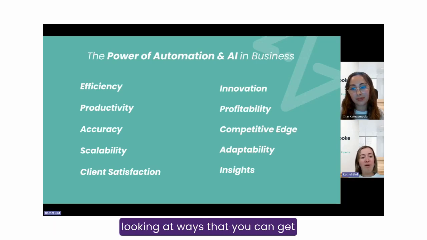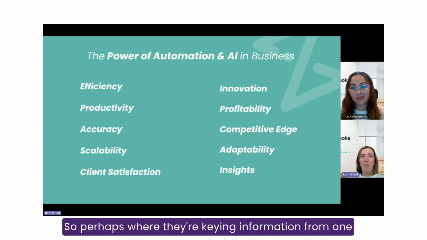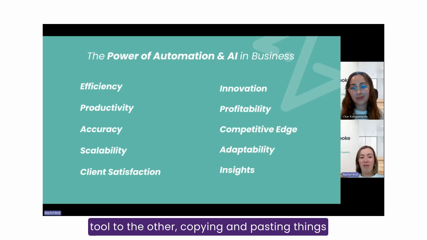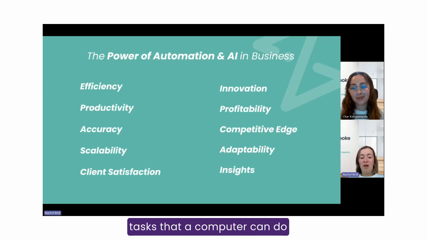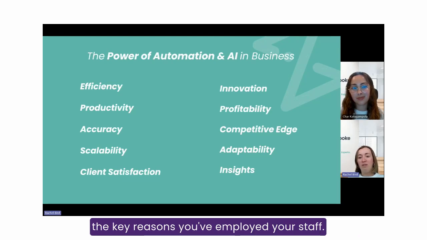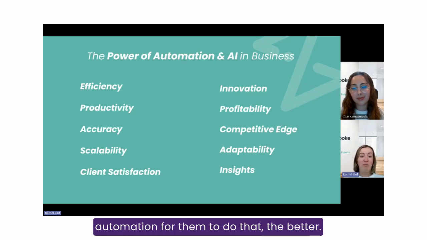Also looking at ways that you can get rid of those really manual, boring tasks that staff are having to do that really aren't adding much value to the company. So perhaps where they're keying information from one tool to the other, copying and pasting things across tools, from spreadsheet to spreadsheet, that's all tasks that a computer can do really well, and they're not the key reasons you've employed your staff. You want them to be doing the high value activities. So the more time you can free up with automation for them to do that, the better.